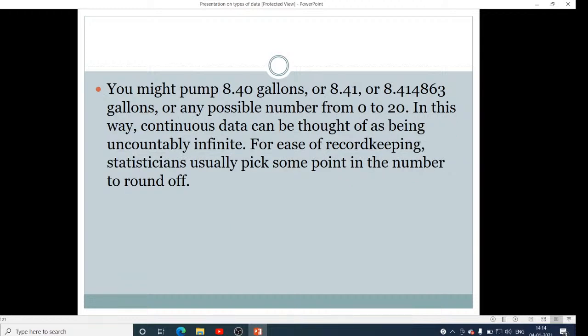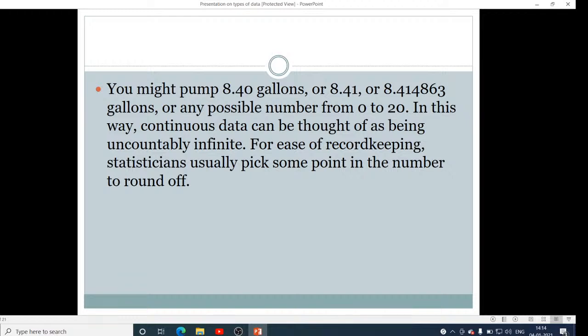The second point is, you might pump 8.40 gallons or 8.4, some decimal numbers, after some point decimal numbers are there, or any possible numbers from 0 to 20. In this way, continuous data can be thought of as being uncountably infinite.